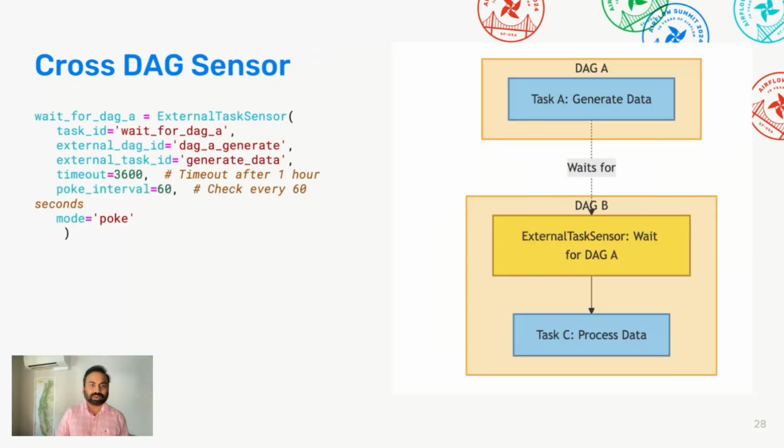There is another way of achieving the same functionality. Instead of explicitly triggering, we can also have a sensor. This sensor can wait on a DAG or a task in another DAG. In this example, we have task B in DAG B, and then DAG A. A task in DAG B is constantly waiting on DAG A to complete. This is called an external task sensor. It can wait on a DAG or a task to complete before it kicks off execution or continues execution. This way, we don't have to explicitly trigger the DAG.